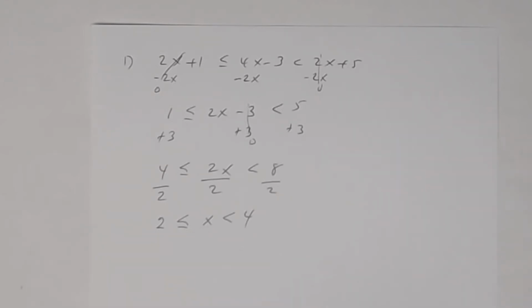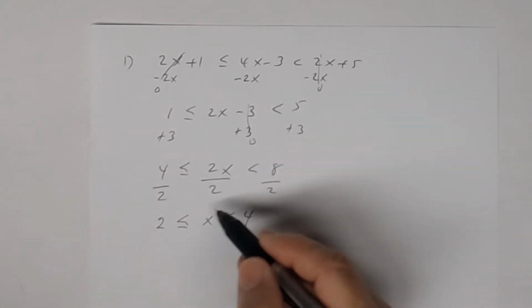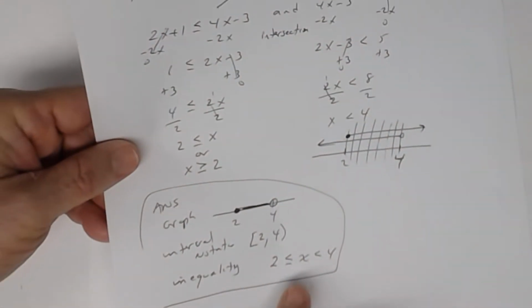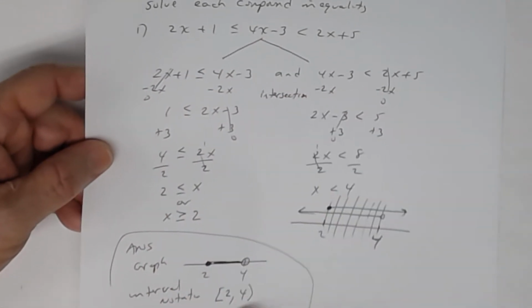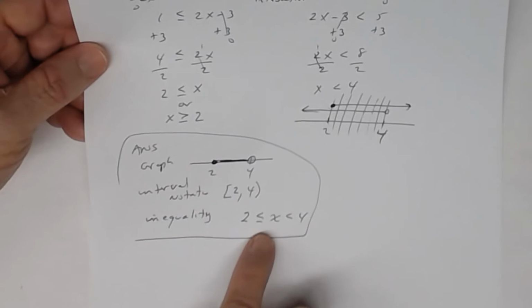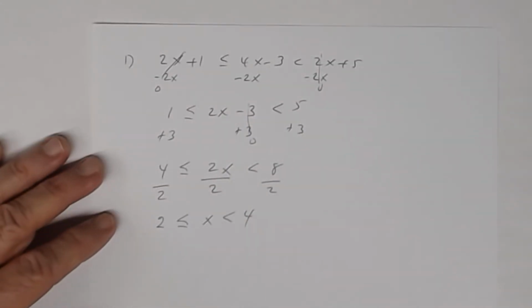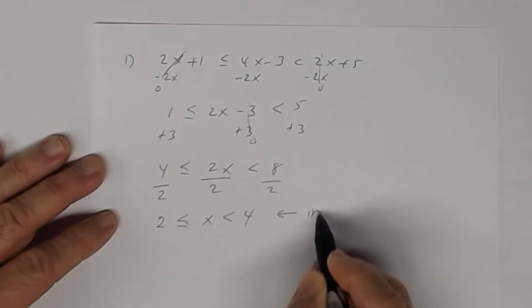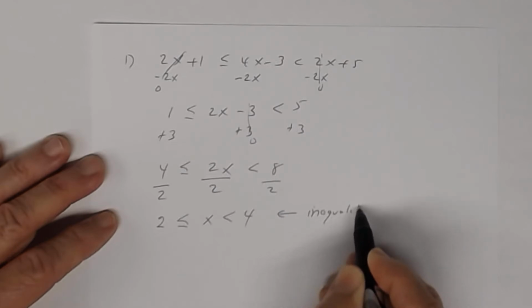Notice, though, that when we did it this way, this solution is the same as the one we got when we did it the other way. See this right here? So this is your inequality. So you wrote your solution as an inequality.